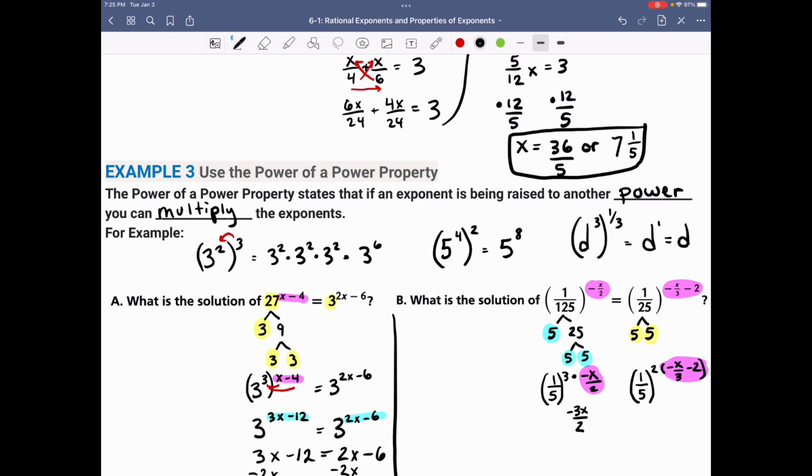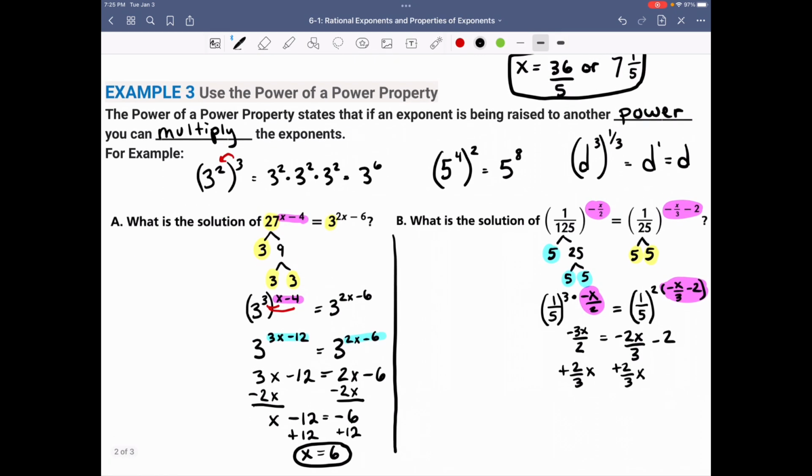And since the bases are the same now, we can just get rid of the 1/5. We don't need those anymore. And then 2 times negative x is negative 2x over 3 minus 2. Okay, now we need to solve for x. So I'm going to get variables on one side by adding 2/3 x to both sides.